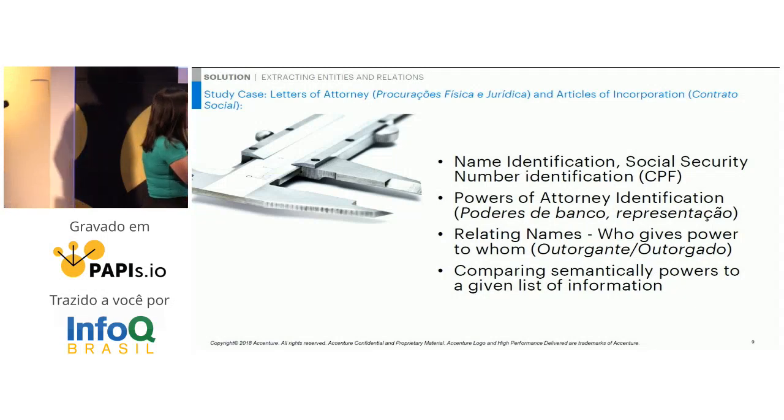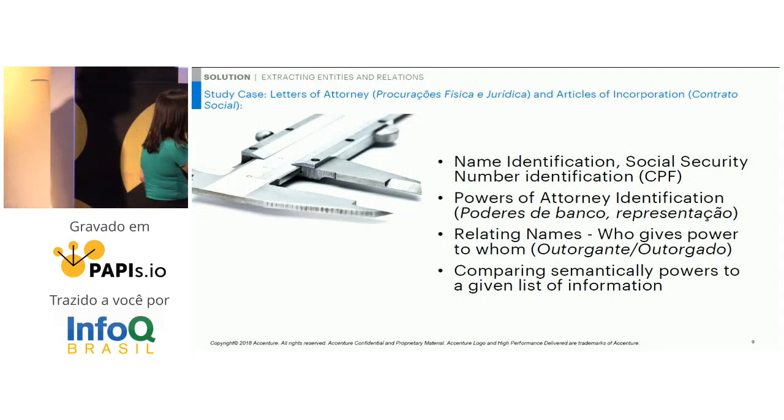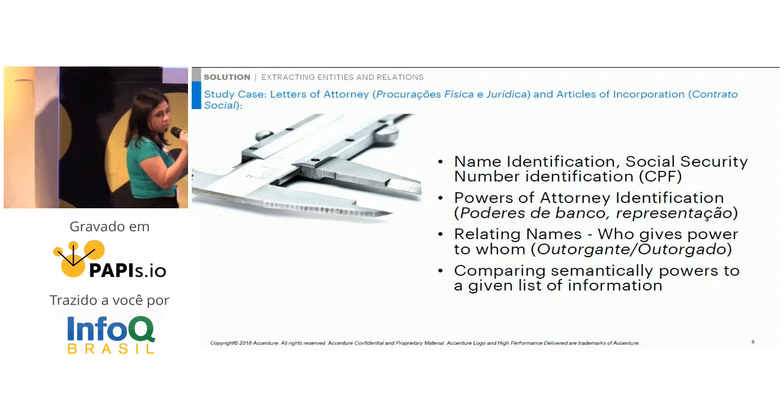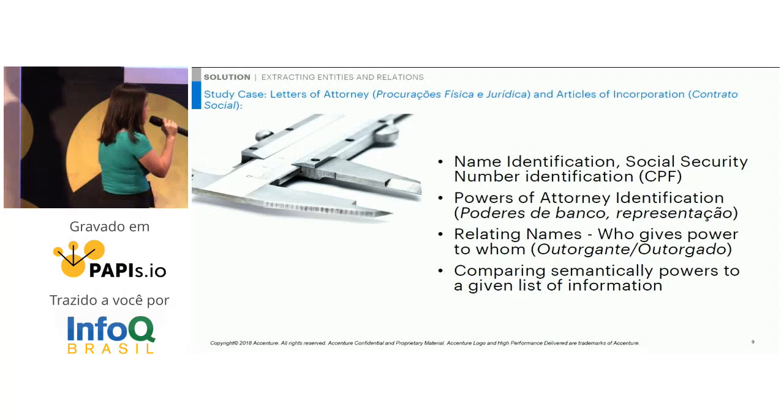And once we have the entity linking task, we can identify that. In this case, in the Portuguese document, it's called outorgante and outorgado. After that, we had the powers. Someone can open bank accounts or something.